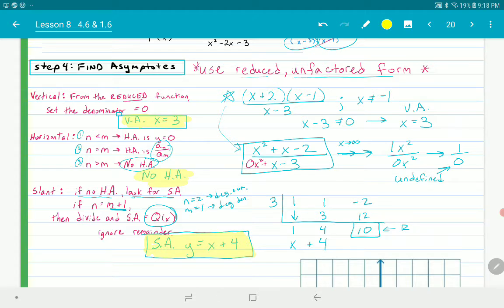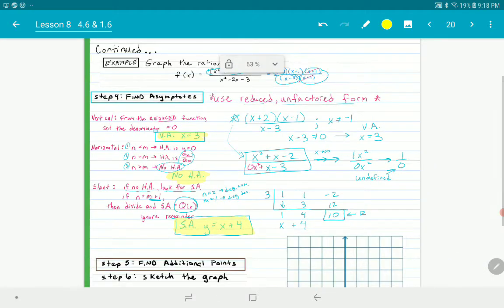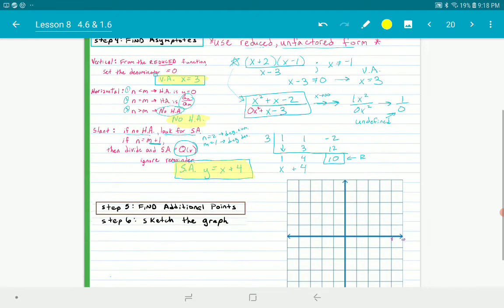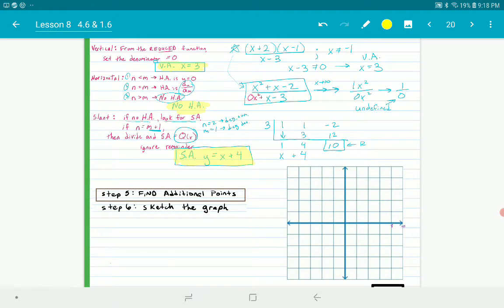Okay, so now I have all my asymptotes, and on the previous page I have the intercepts and the hole, and now it is time to throw that stuff on the graph. So step 5 says to find some additional points, but it's hard to know what additional points I need before I graph. So I'm actually going to do 5 and 6 together because I'm going to start sketching it, and then as I get stuck, I'll see what points I need to graph.